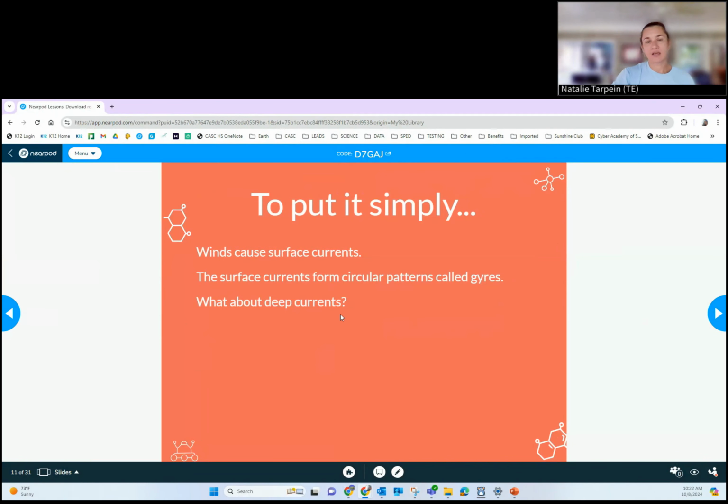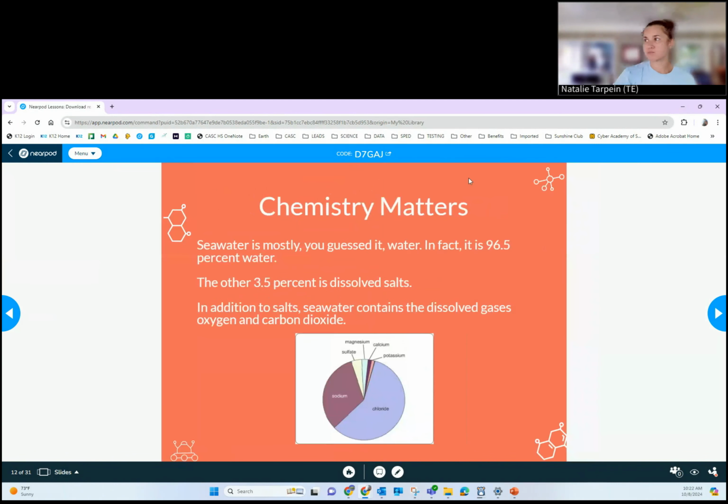Okay, so now we're going to take a look at deep currents. There are also deep ocean currents, not driven by wind at all. We're going to take a look at what those are too. This is where chemistry plays a little part, or I should say a bigger part, in ocean circulation. Seawater, as you guessed it, is mostly water, about 96.5% water. The other 3.5% is dissolved salts, mostly.